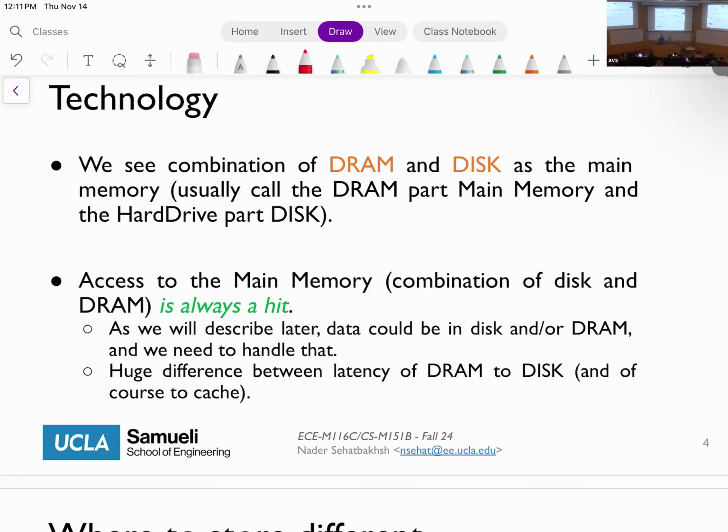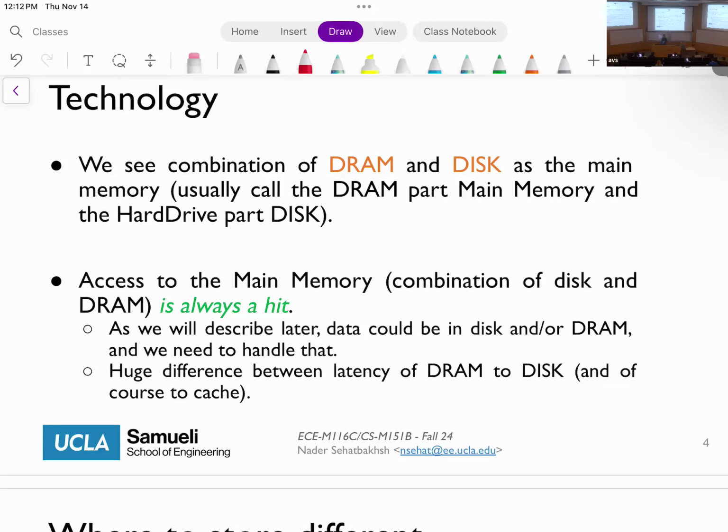Once we assume that the main memory and the disk are together, then every access to the main memory is always going to be a hit. Otherwise, it basically covers all the possible addresses that you can have in your system. You're not going to address something that never existed. So we don't have the notion of misses in main memory. This is always a hit. The problem, though, is that it takes much more time for the data to arrive.